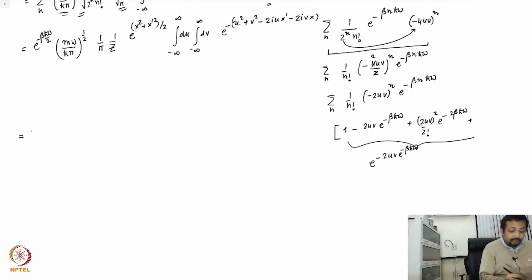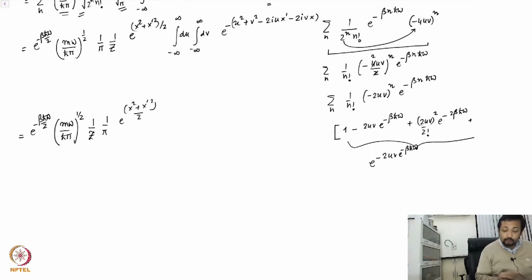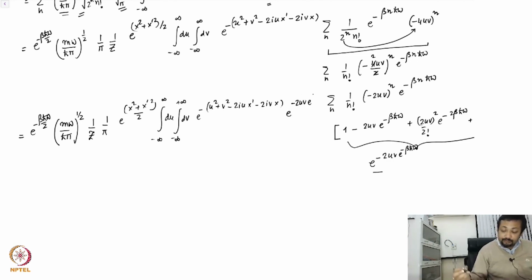So that what you originally started off with now reduces to beta h bar omega, m omega over h bar pi to the half, 1 over z and 1 over pi. Then you have x square plus x prime square by 2. You have minus infinity to plus infinity du, minus infinity to plus infinity dv. You have e to the power minus u square plus v square minus twice iu x prime minus twice ivx. And then you have this, which is e to the power minus 2uv e to the power minus beta h bar omega.